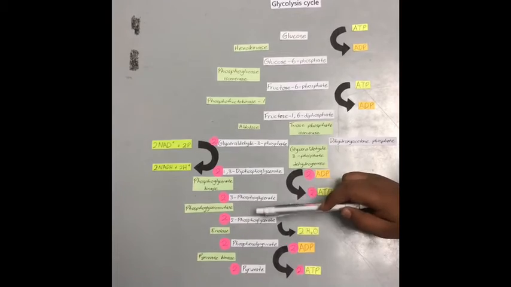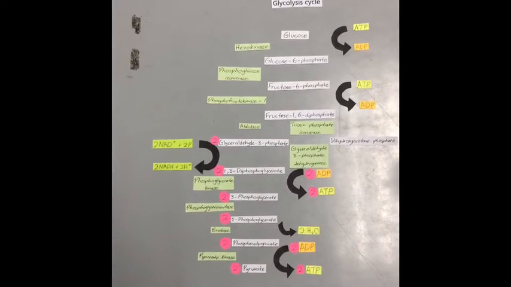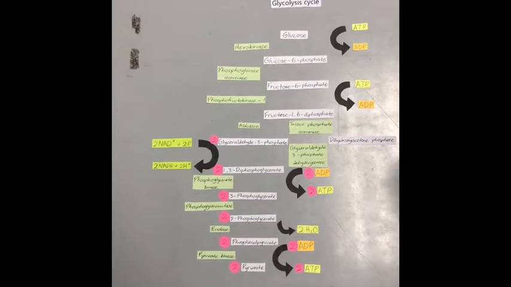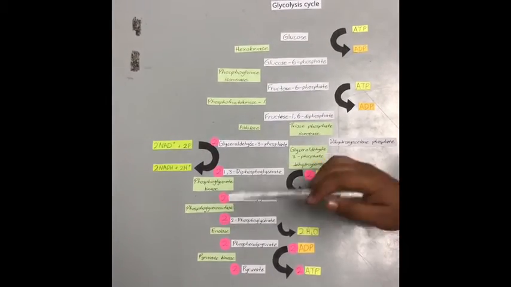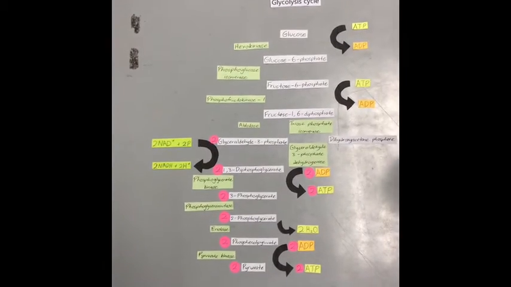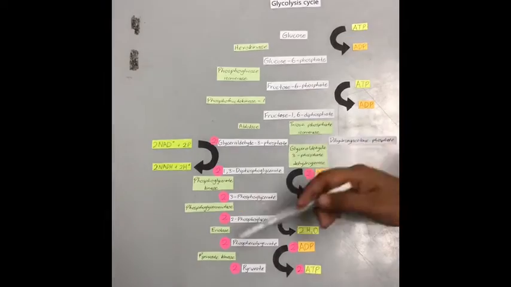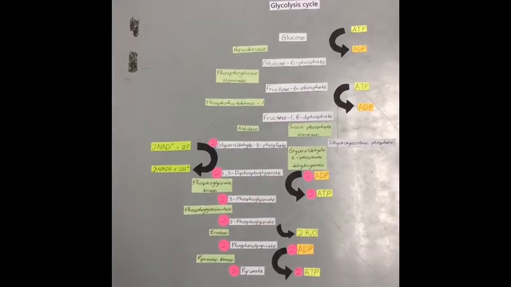And this 2-phosphoglycerate undergoes removal of water to form phosphoenol pyruvate with the help of enzyme enolase. And lastly, pyruvate is formed from phosphoenol pyruvate with the help of enzyme pyruvate kinase, also by reducing ADP into ATP with the removal of energy.